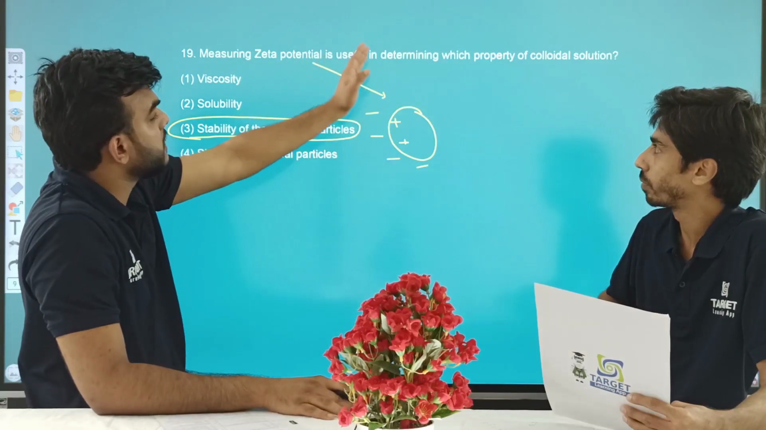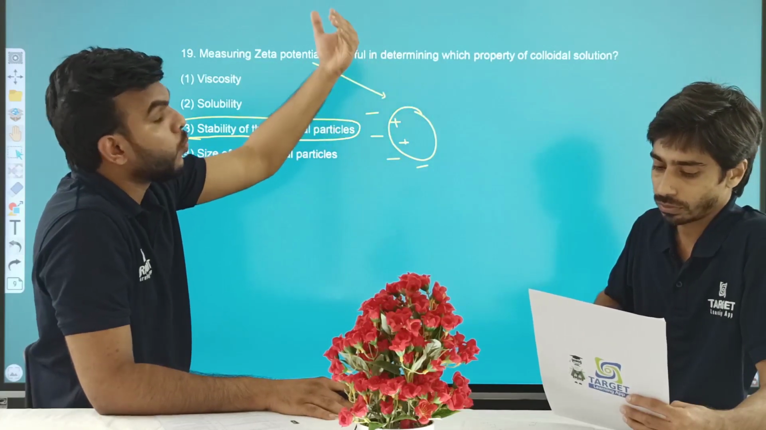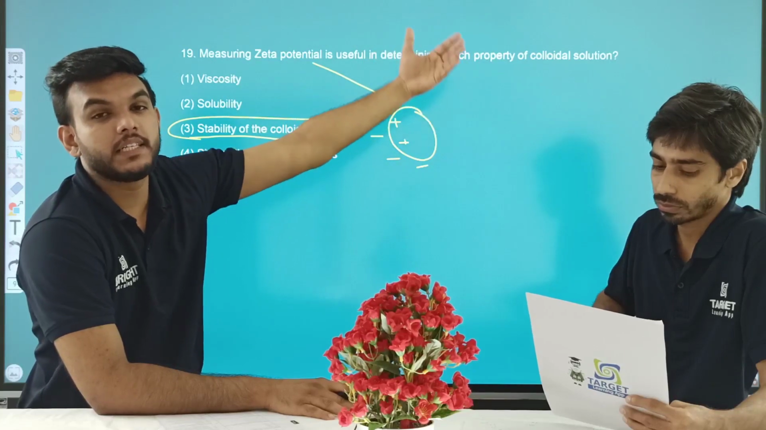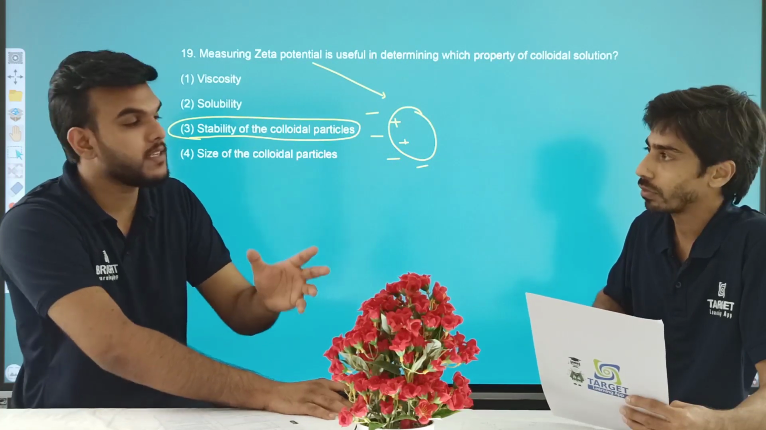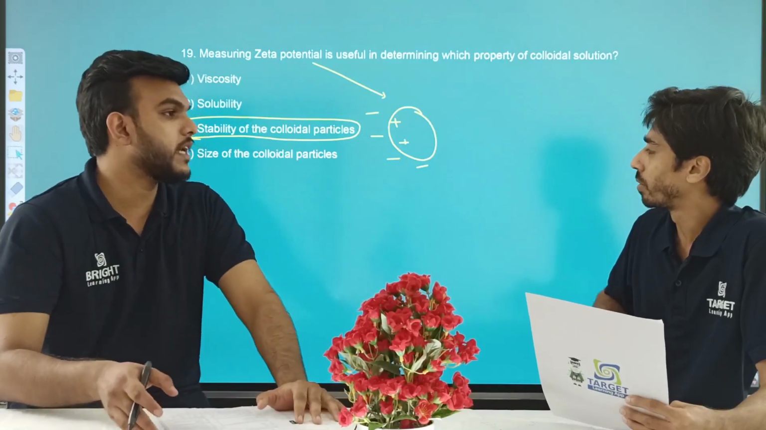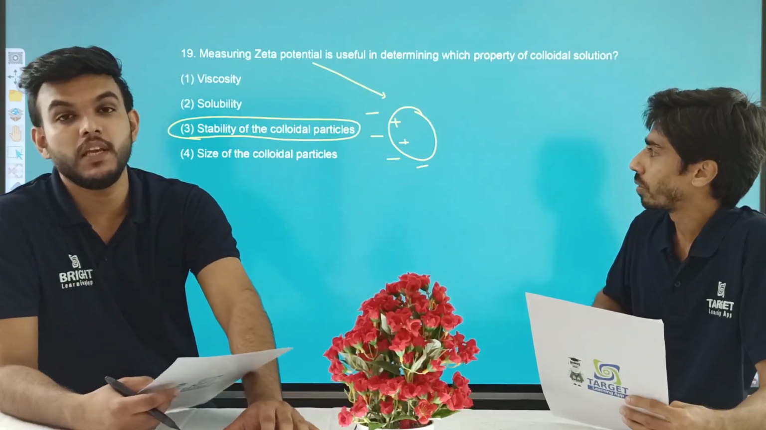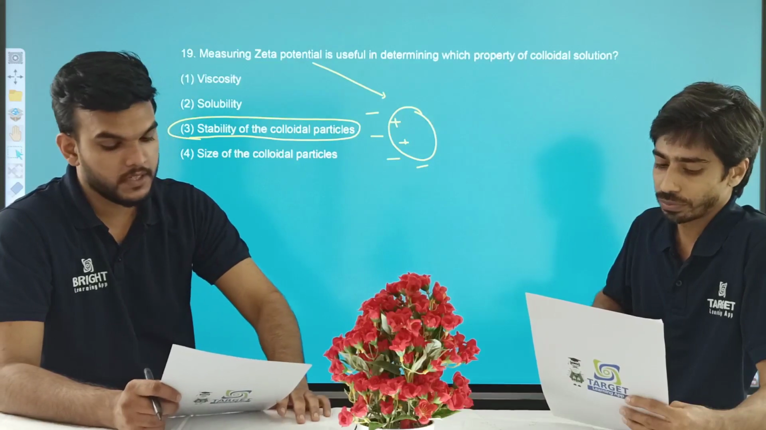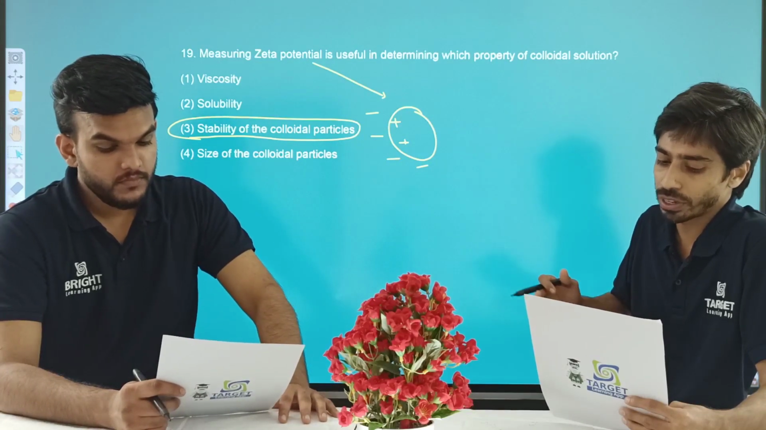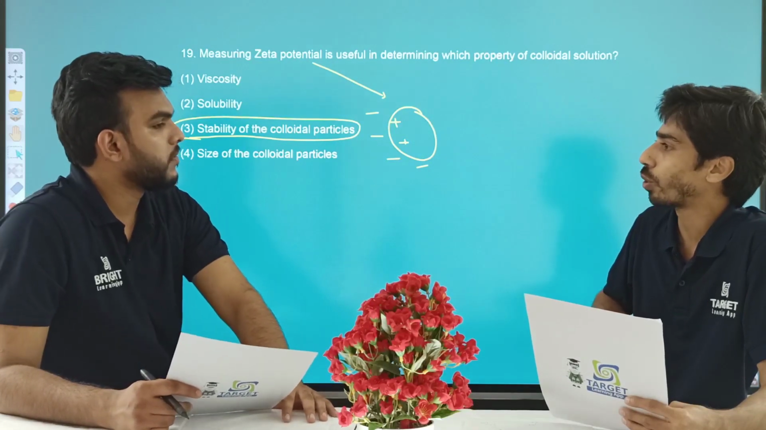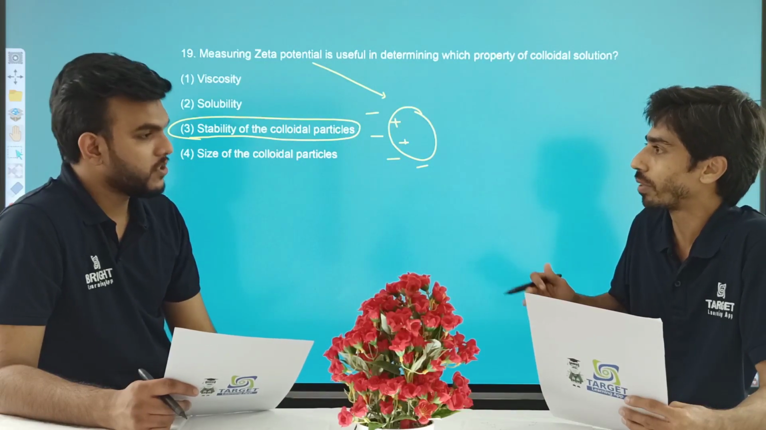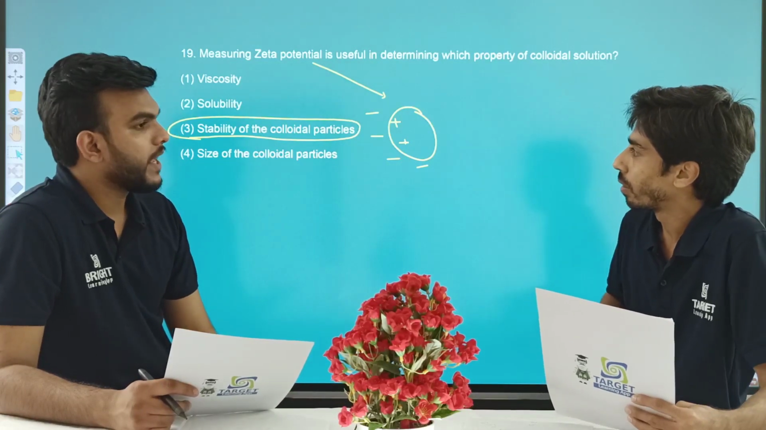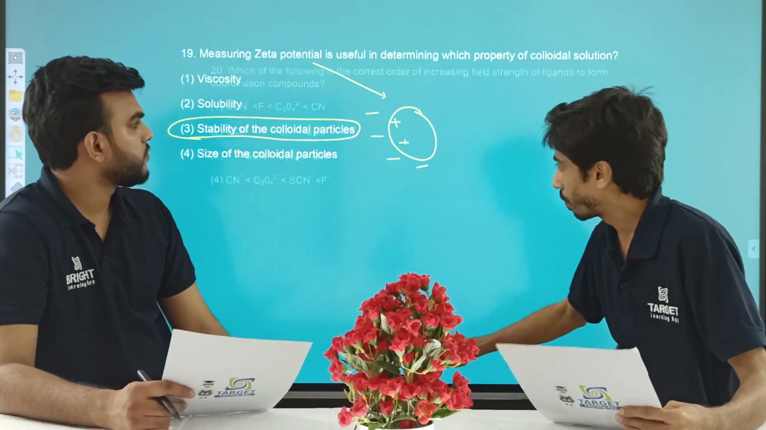The measurement of zeta potential is used to determine the stability of the particle. It's a very conceptual question based on the chapter surface chemistry. It comes under the properties of colloidal particles, like charge on colloidal particles, where they deal with the Hardy-Schulze rule. Fine. We'll go to the next question.